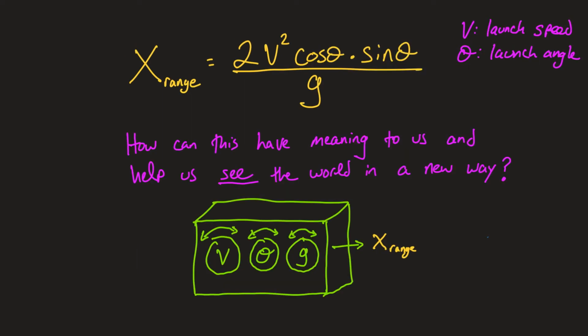All right, so I've rewritten it up here so we can see it a little clearer and defining the terms of launch speed and launch angle. And we want to make sure we understand how this has meaning to us and how it helps us see the world in a new way. I always use the analogy of a little radio where we've got these dials and we can change launch speed, launch angle, and gravitational field strength in any which way. And that would give us information about the horizontal range and how that would change. So why don't you focus in just on how launch speed, v, affects horizontal range.